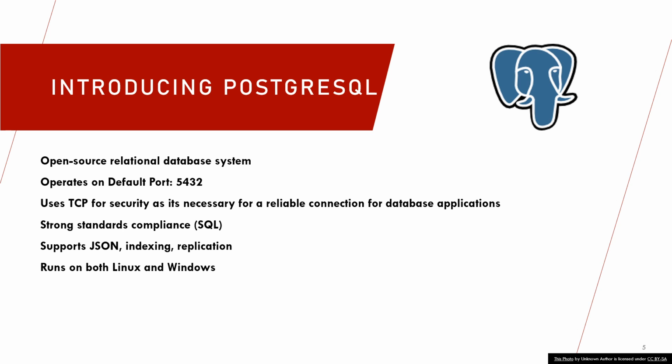PostgreSQL can handle traditional relational data, but it also supports JSON, indexing, and replication, so it works well for both structured and flexible data. It can run on both Linux and Windows and is used by a lot of large companies, small startups, and universities. It's very flexible to use. Because it's open source, anyone can install it and modify it, but that also means you're responsible for configuring it securely.